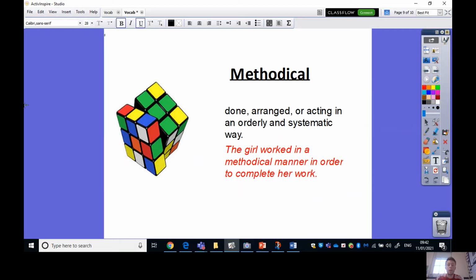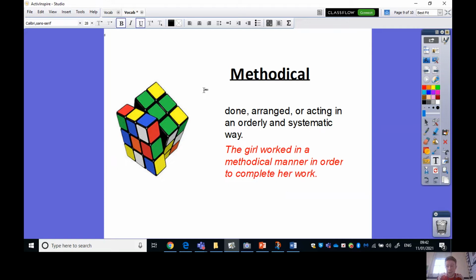And finally, our last word is methodical. My turn. Methodical. Your turn. Excellent. So to do something methodically is to do it or be arranged or to act in an orderly and systematic way. So us teachers always tell you, especially in maths, to work methodically to get the correct answer.